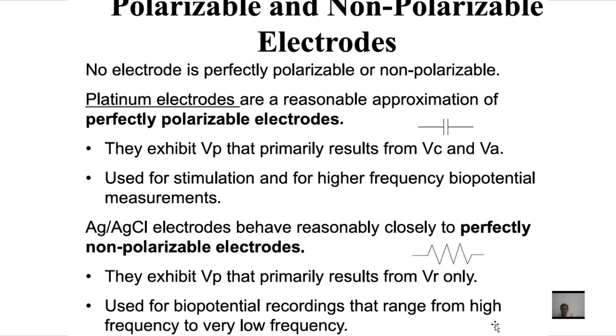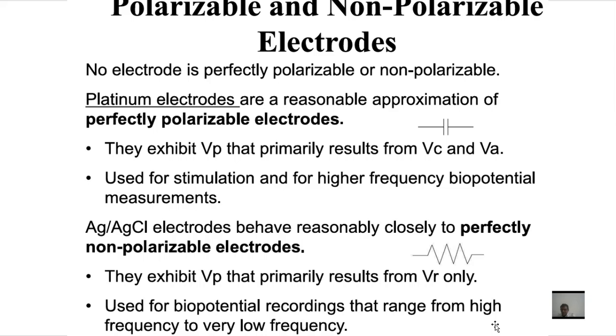Okay, polarizable and non-polarizable electrode in continuation. No electrode is perfectly polarizable or non-polarizable. Theoretically, we can say perfectly polarizable electrode and perfectly non-polarized electrode. But practically, no electrode is perfectly polarizable or perfectly non-polarizable. Platinum electrodes are a reasonable approximation of a perfectly polarizable electrode.